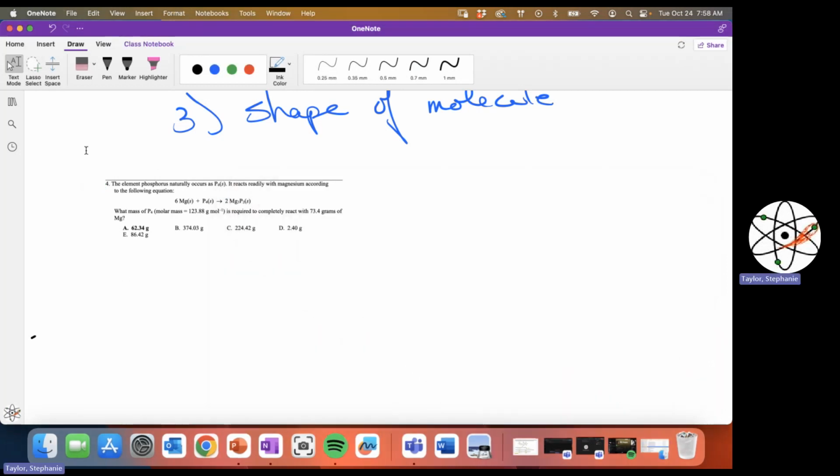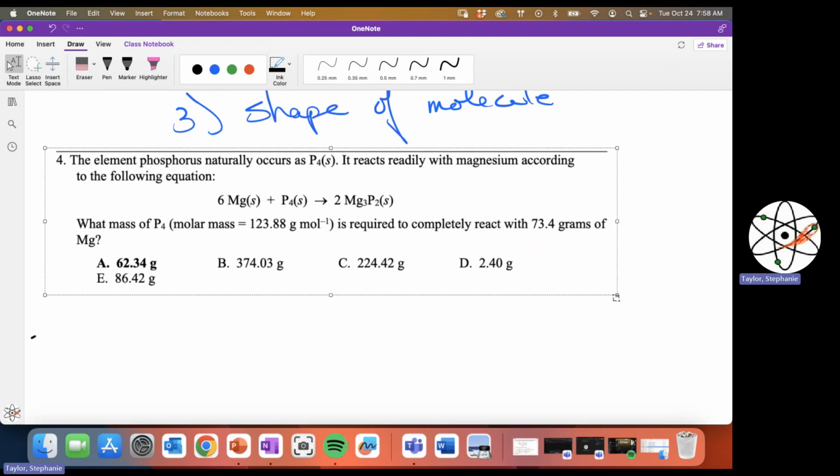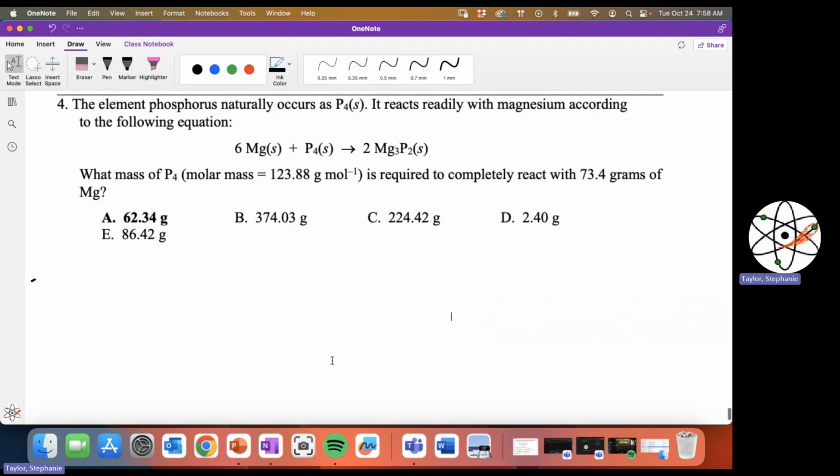So I'm going to do my best to just go in order. I am grabbing things off of the key so that I don't have to flip back and forth. The element phosphorus naturally occurs as P4. It reacts readily with magnesium according to the following equation. What mass is required to completely react with 73.4 grams of magnesium?